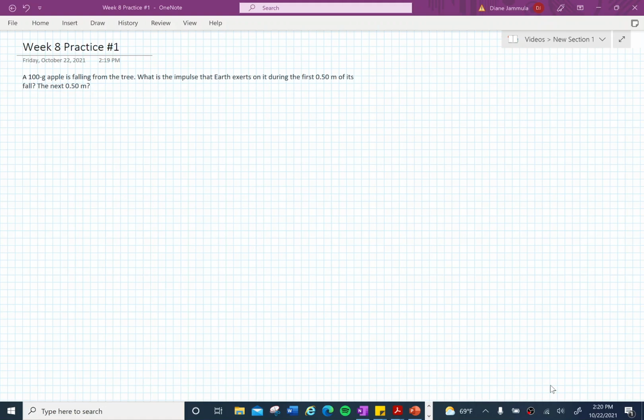This problem is about an apple falling. Okay, let's see. I'm going to start with a sketch, and I'm going to pick an initial and a final moment. I'm going to say initial.